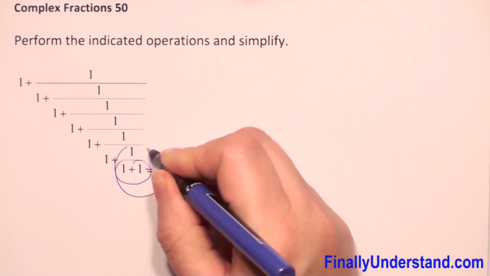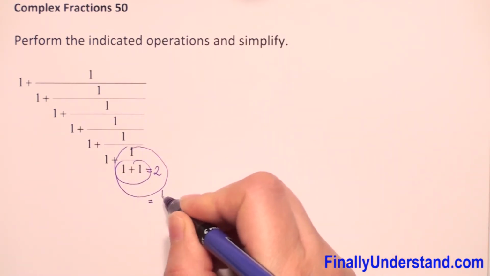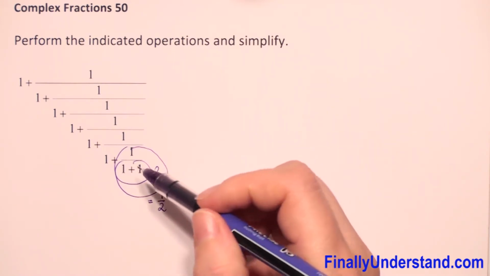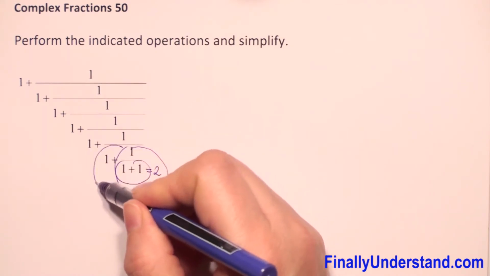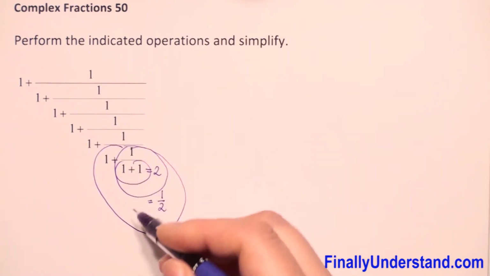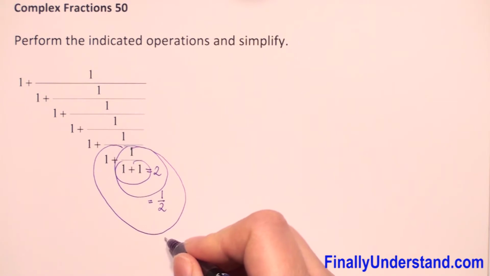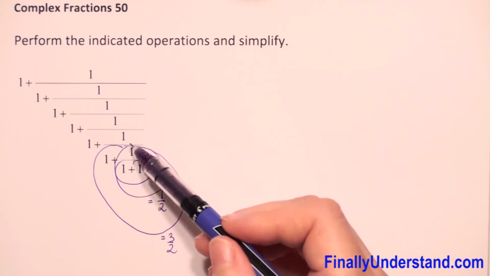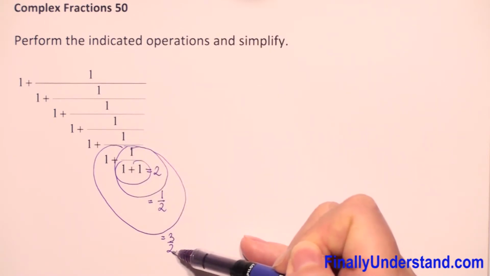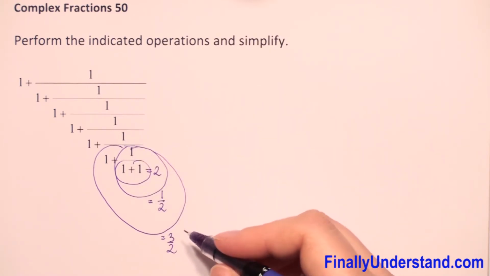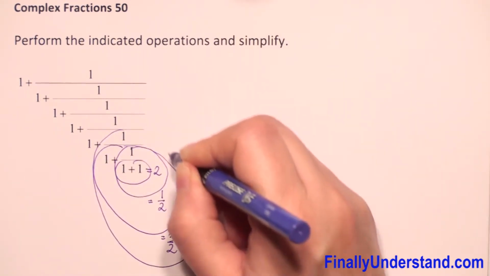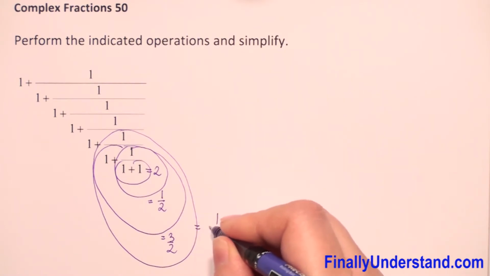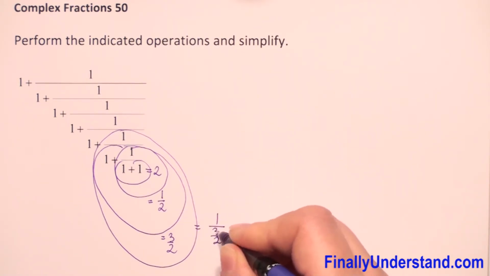This is equal to 1 over 2. So we have 1 plus 1 over 2. So 1 plus 1 over 2 is equal to 3 over 2. So next step we have 1 over 3 over 2. So let me write this like this. So this is equal to 1 over 3 over 2.